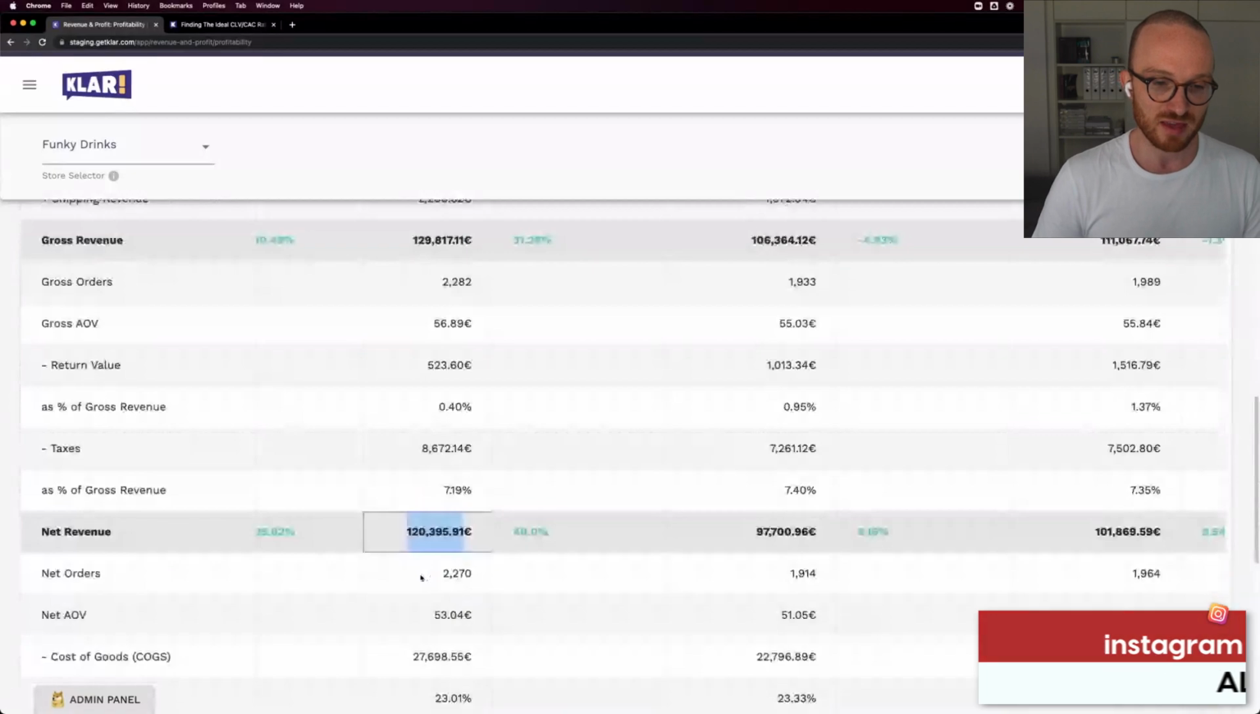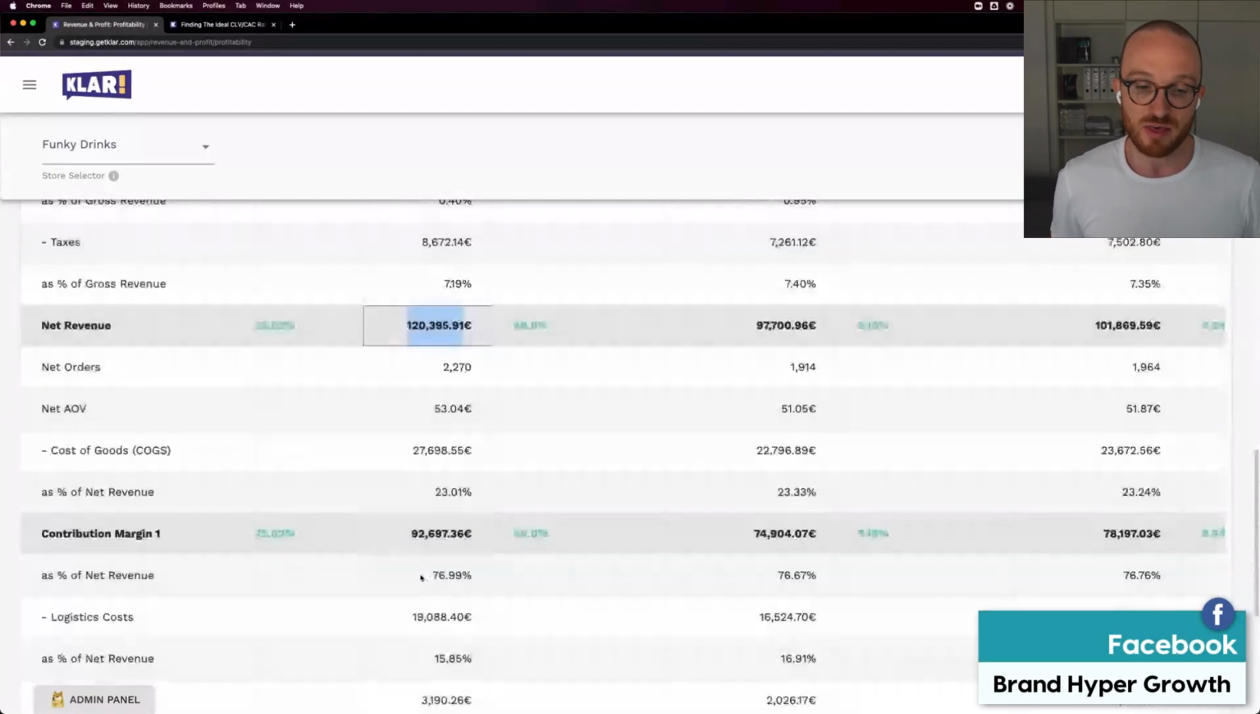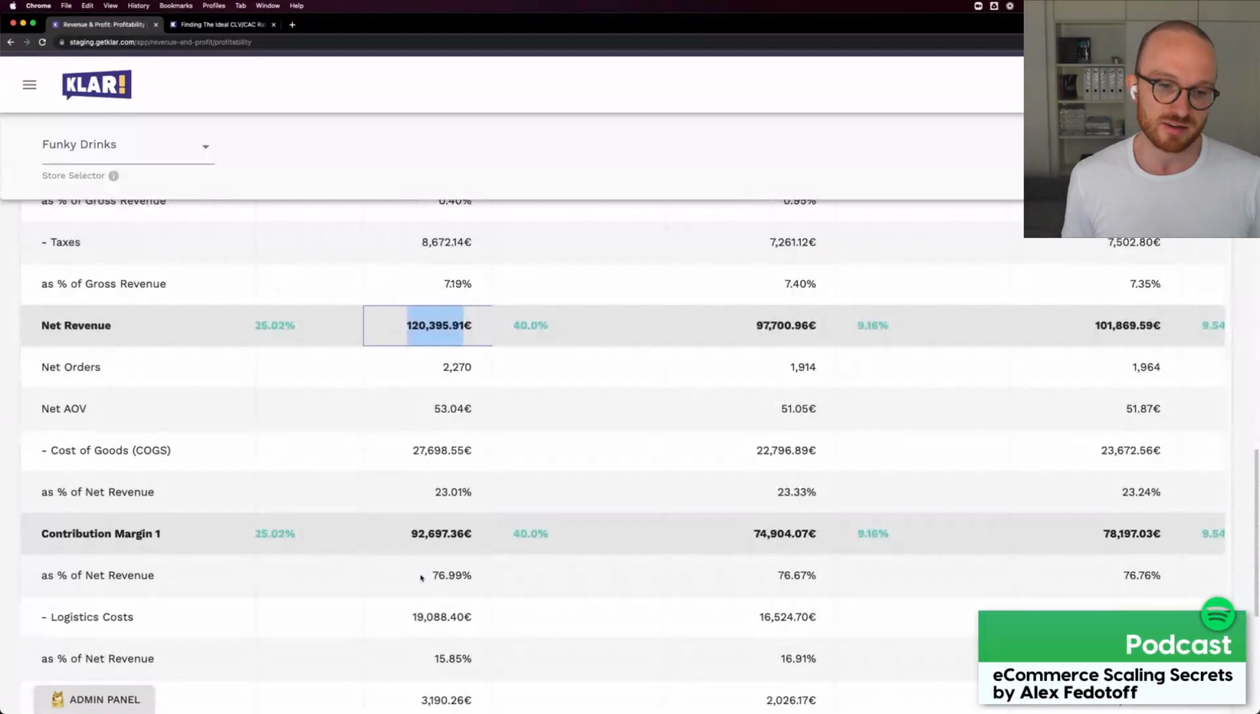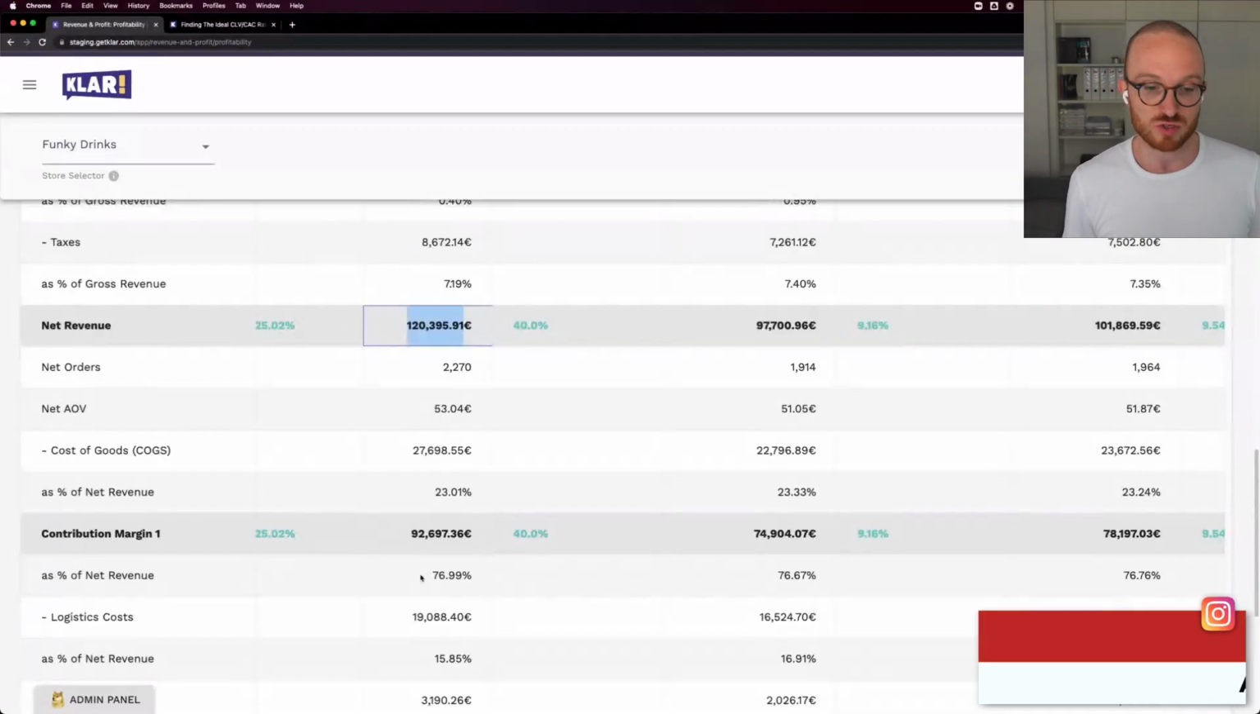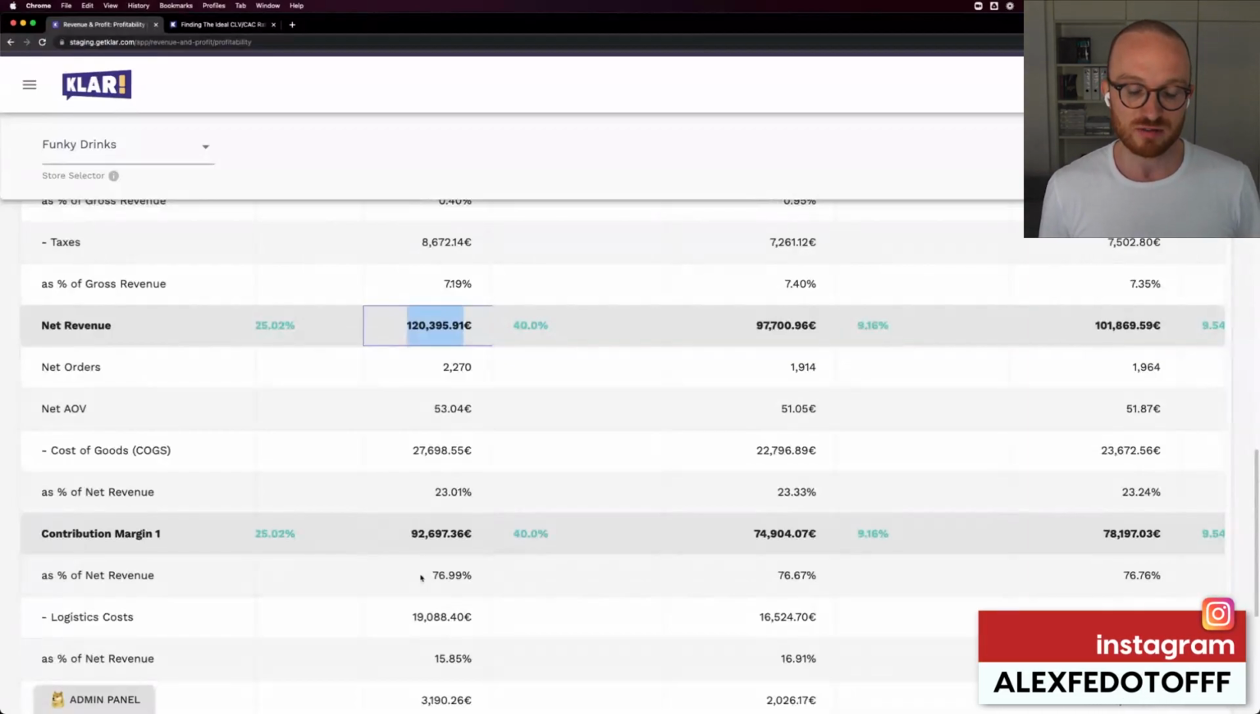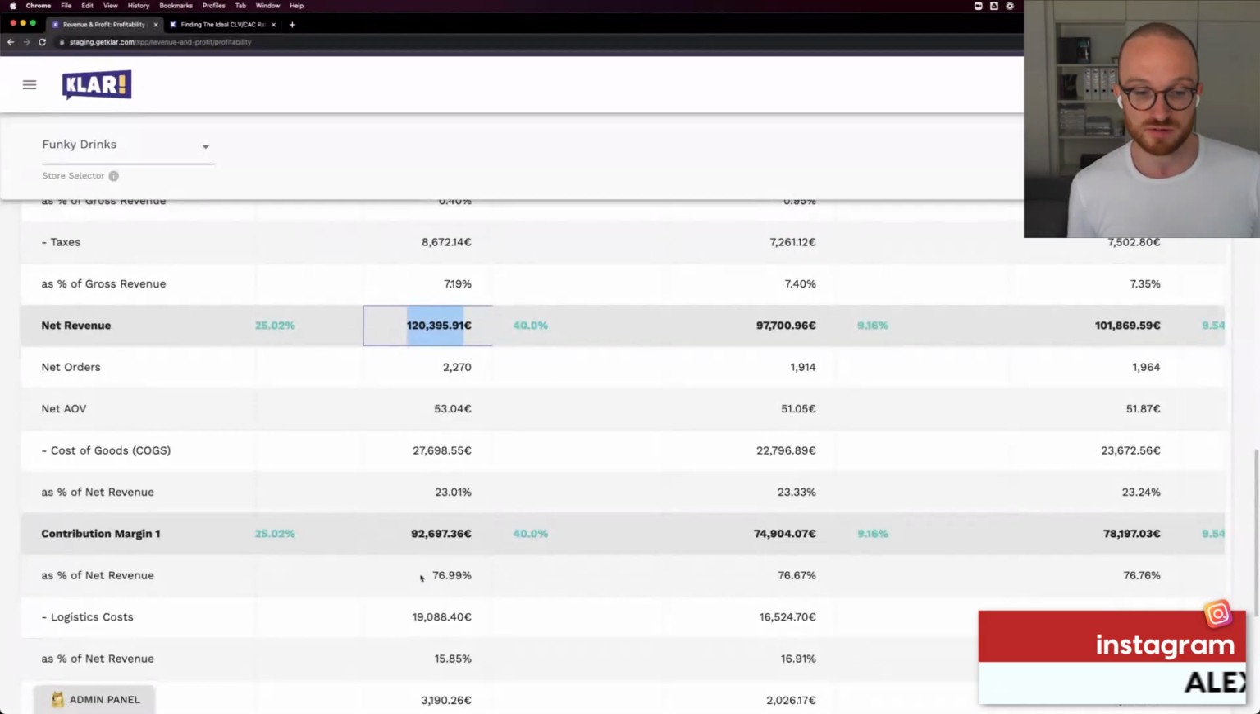And then from that, we start with this three-tiered cost structure. The first deduction is the cost of goods sold. Like I said, the material costs of the product you've actually sold, and that should be fully landed, so including inbound shipping, meaning how much it costs you to get the product into your warehouse. That then leaves you with your contribution margin 1. In this case, it's around 92K, and I have a contribution margin of 77%.